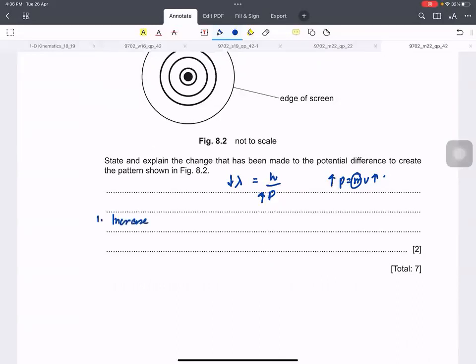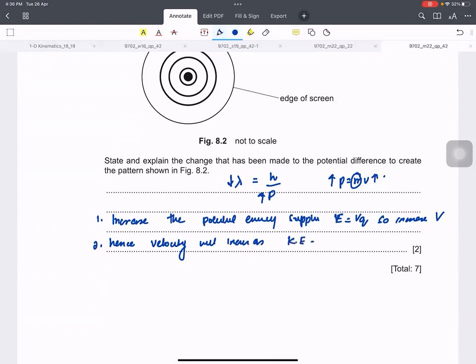To increase the velocity, the only way is to increase the potential. Okay, so I'm going to write it down: increase the potential energy supplied, because E equals VQ. So increase V. Hence velocity will increase as kinetic energy increases. So lambda decreases. Yay.